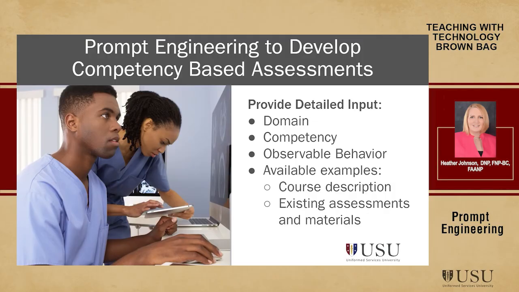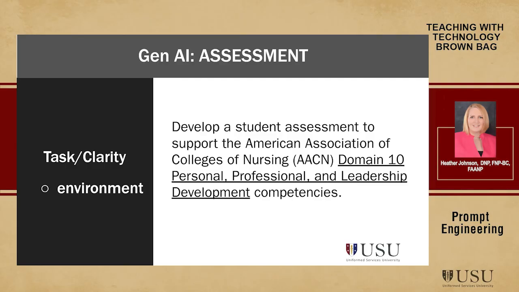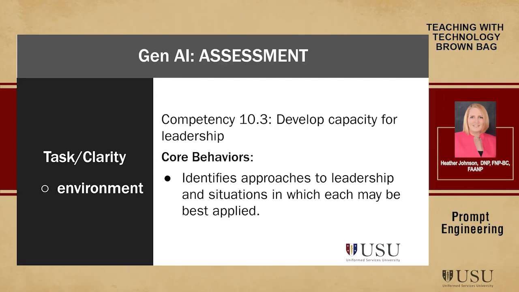If we go back to the prompt examples that Dr. Kurzweil provided, we're going to develop a prompt for a leadership competency. So for our purposes, we're identifying ourselves as a faculty member in the class that we're teaching. Our focus in this case is Domain 10 of the AACN Essentials competencies, which focuses on personal, professional, and leadership development. While GenAI can develop assessments and materials for multiple competencies simultaneously, we're going to focus on just one for simplicity. We're going to use competency 10.3, develop capacity for leadership, and we can choose a core behavior example from the competency implementation guide, such as the one on the slide.